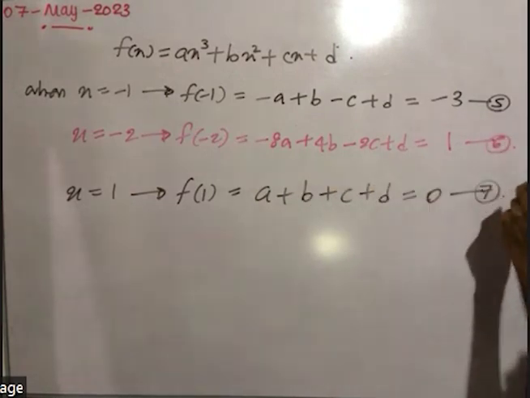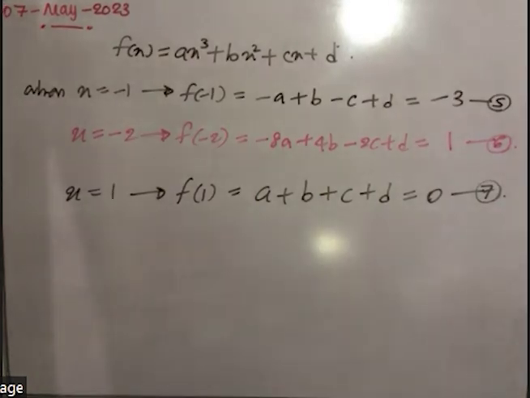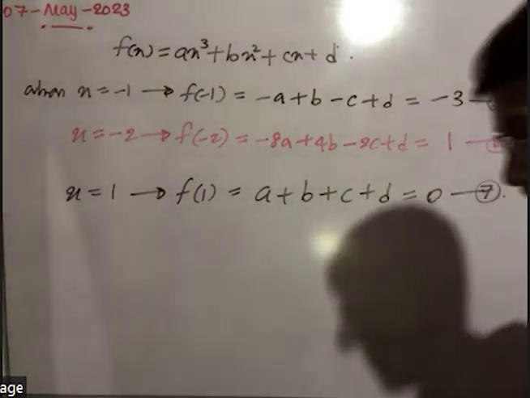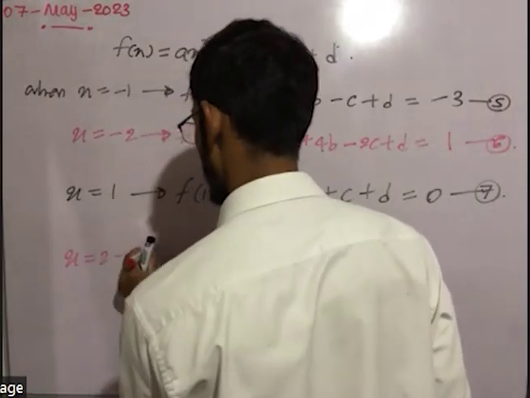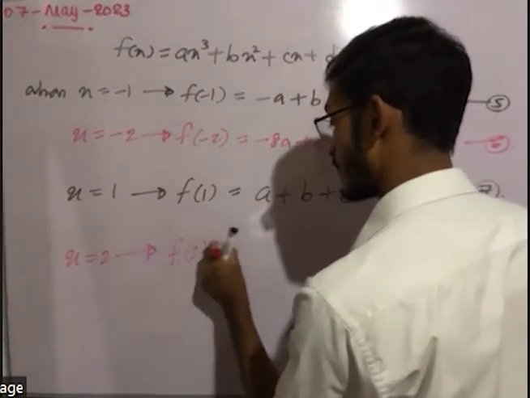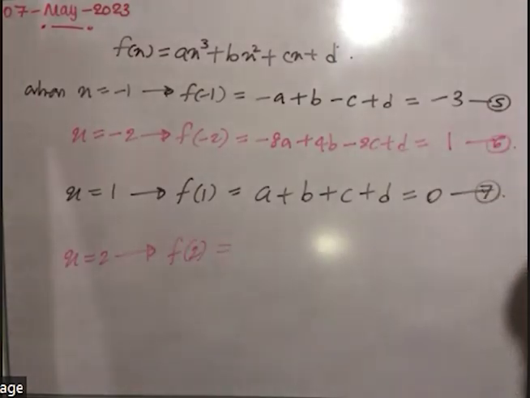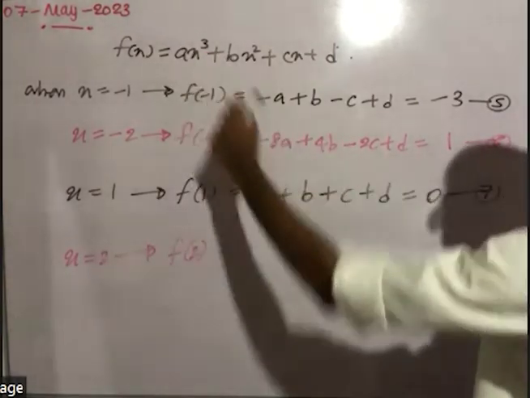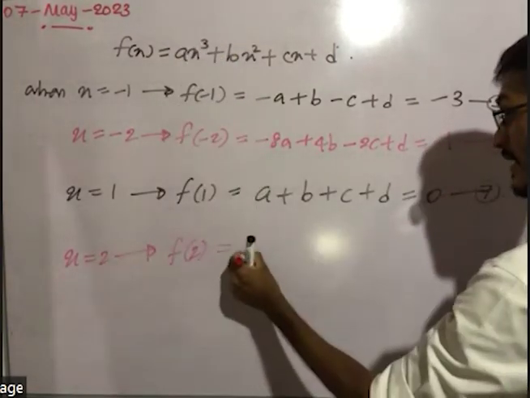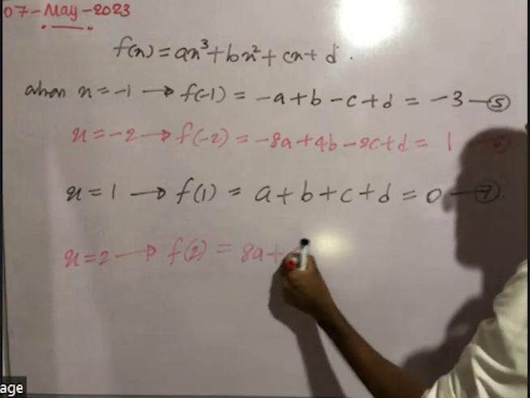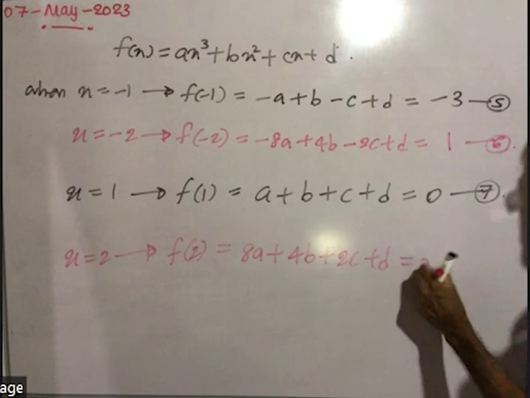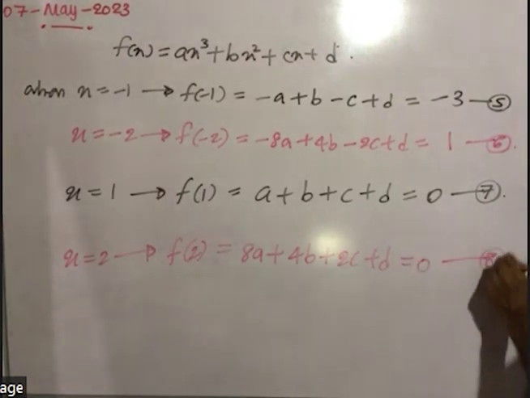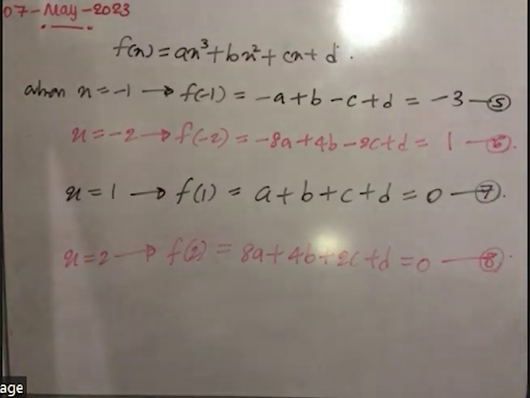Number 7, right? When x is equal to 2, f(2) is equal to, substituting 2 here, 2 to the power 3, that is 8. 8a plus 4b plus 2c plus d is equal to 0. This is number 8.